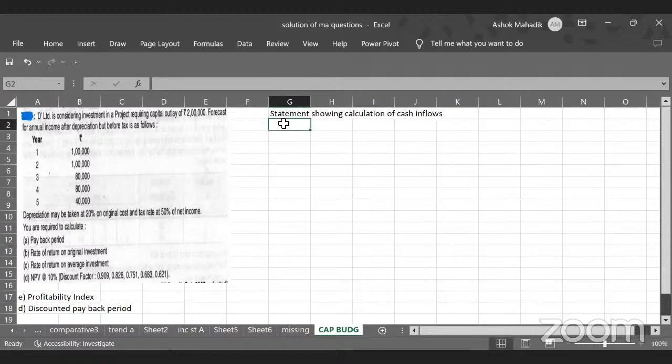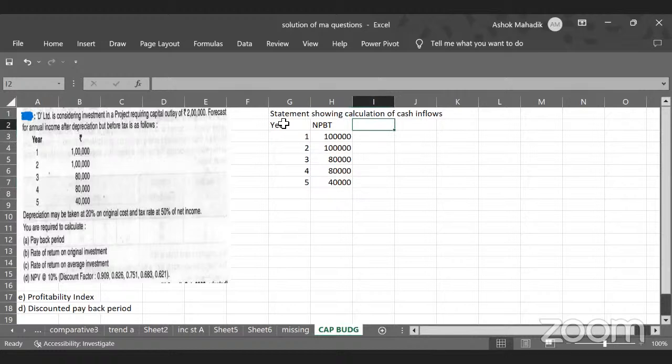The very first column will be here. In this sum, we are given information about 5 years. We are given net profit after depreciation but before tax. So we are given net profit before tax. Amounts are 1 lakh, 1 lakh, 80,000, 80,000, and 40,000.